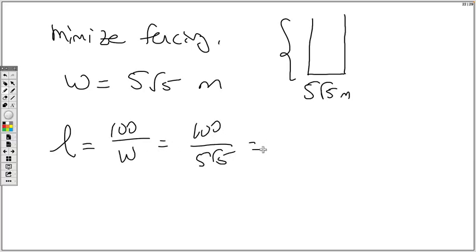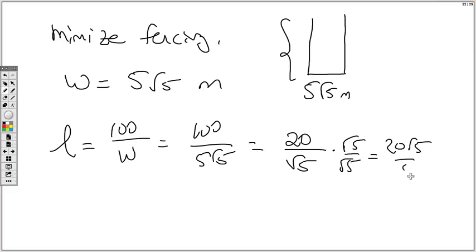We'll do a little bit of algebra here. 5 goes into 100 how many times? 20. And then, you know, it depends how you want to proceed here. You could factor the 20 down, or you could rationalize if you want. We get 20 root 5 over 5, or 4 root 5 for that. Okay. So those are the dimensions. Make sense or not, folks?